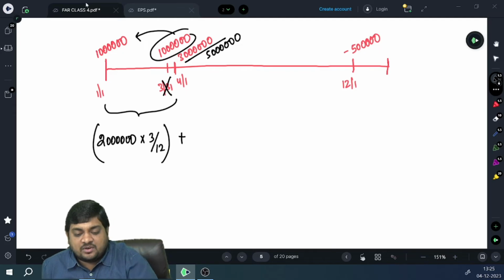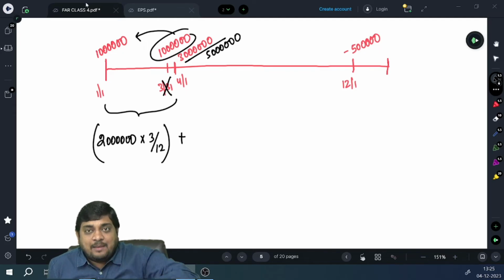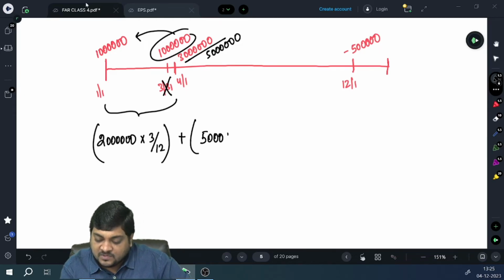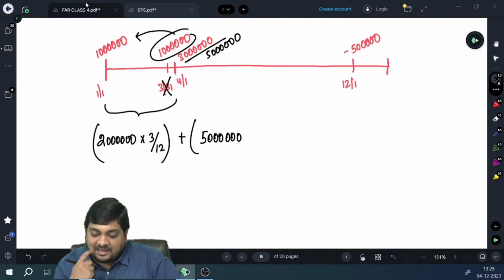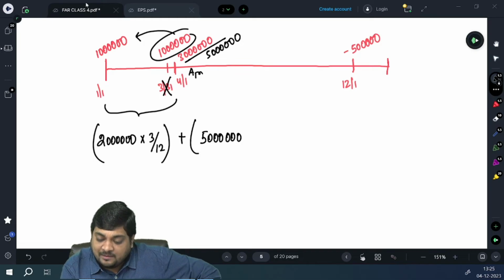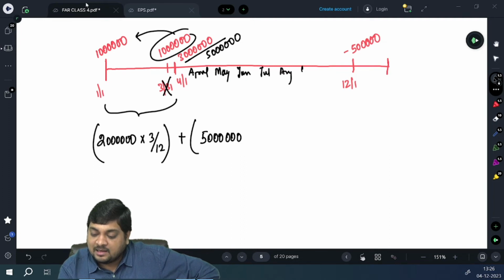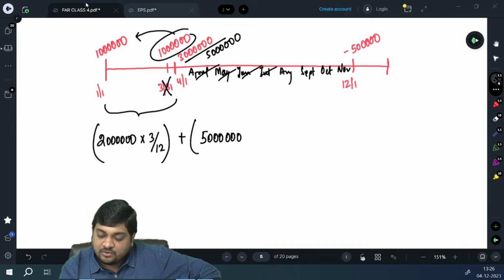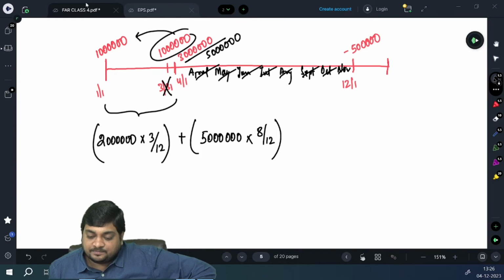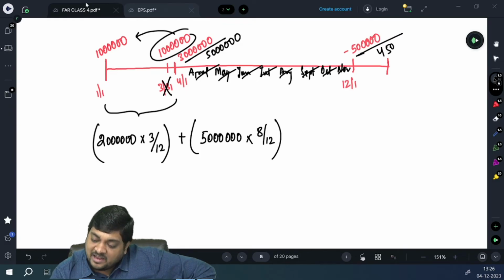So 10 lakh was common stock, another 10 lakh, so 20 lakh is outstanding for 3 months. Now in April it is becoming 50 lakh. On this 50 lakh, it is outstanding for April, May, June, July, August, September, October, November. So 1, 2, 3, 4, 5, 6, 7, 8. So this is outstanding for 8 months, and minus 5, it comes to again 45 lakh.